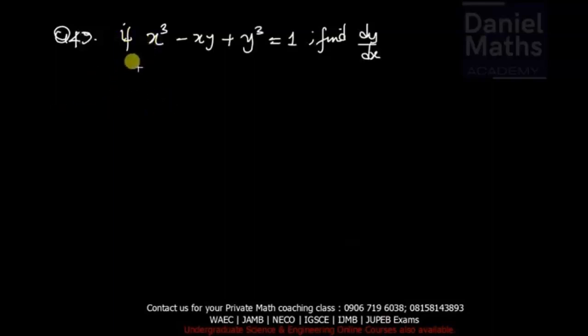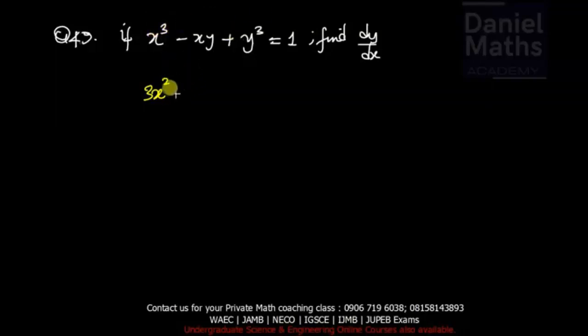Question 49 tells us that if x raised to the power 3 minus xy plus y cubed is equal to 1, find dy/dx. Begin by differentiating each of these terms. We differentiate x raised to the power 3. This will give us 3x raised to the power 2. Remember how to do this: 3 times x raised to the power 3 minus 1.